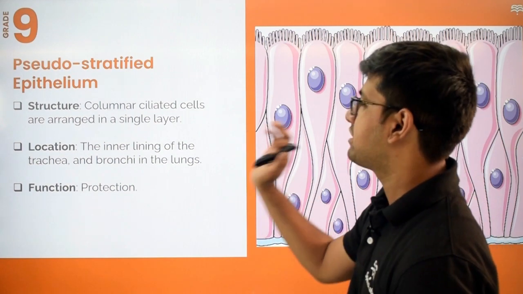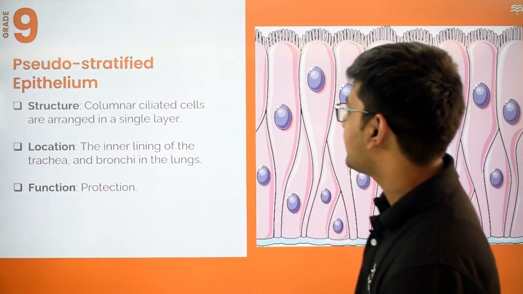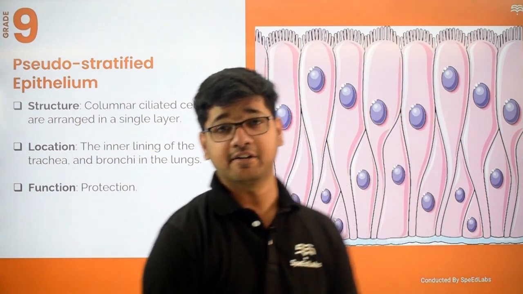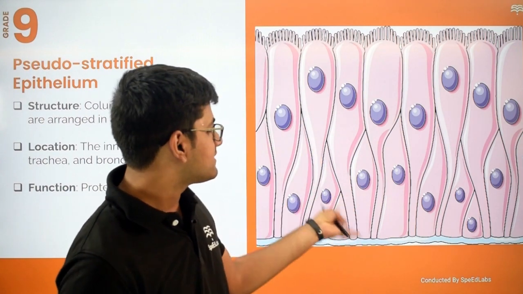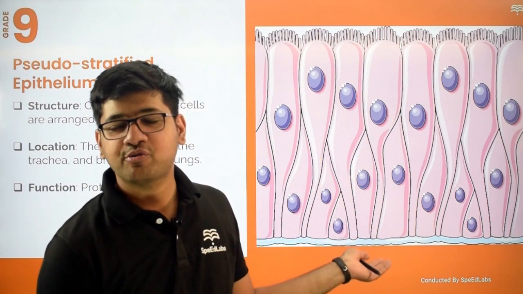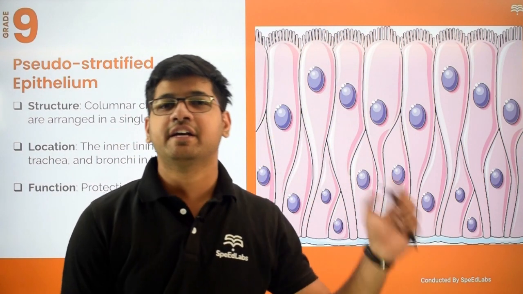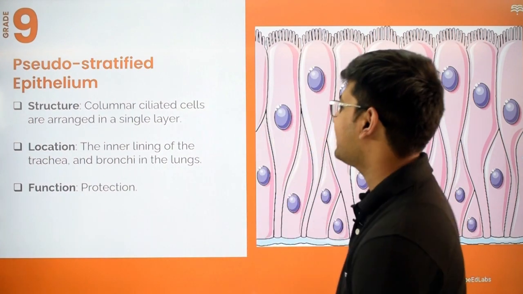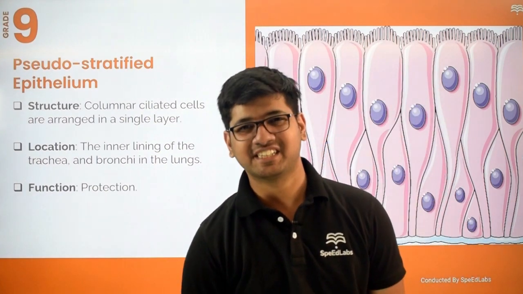Now we have pseudo-stratified epithelium. Why pseudo-stratified? Because it appears to be stratified, but it is not. Structurally, columnar ciliated cells are arranged in a single layer. But why does it appear pseudo-stratified? Because you can see some cells are not tall enough to reach the heights of the other cells. They are enclosed inside, right? That's why pseudo, that is false stratified. Location: lining of trachea and bronchi, which functions for protection, all right?